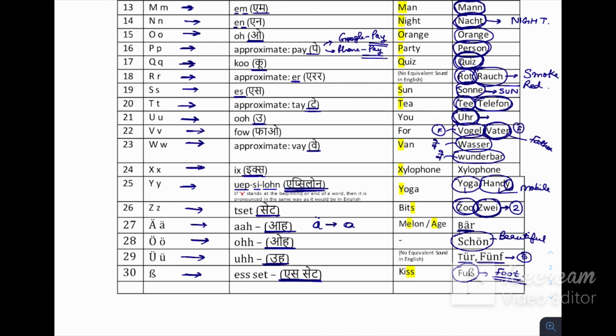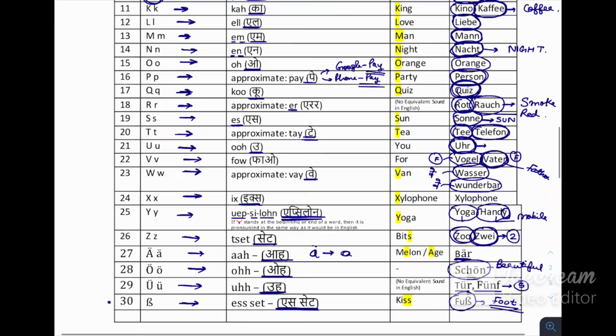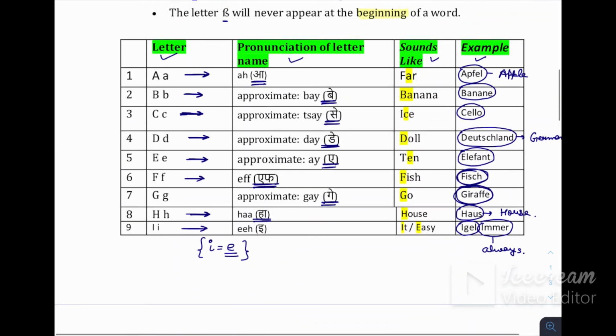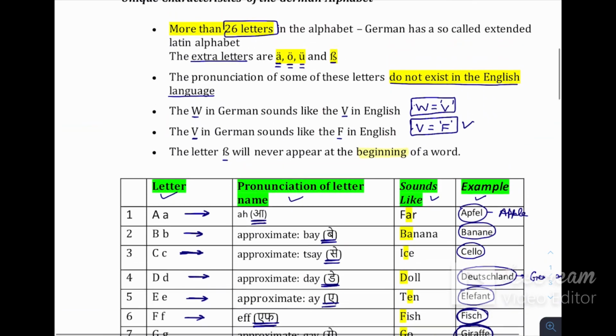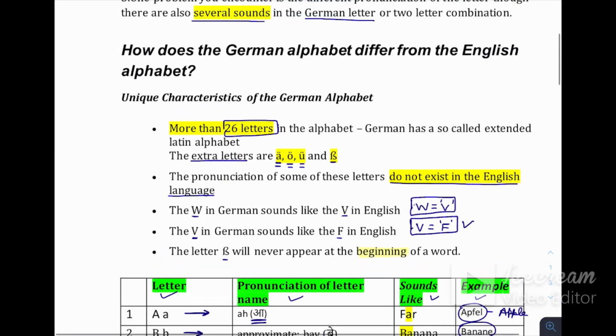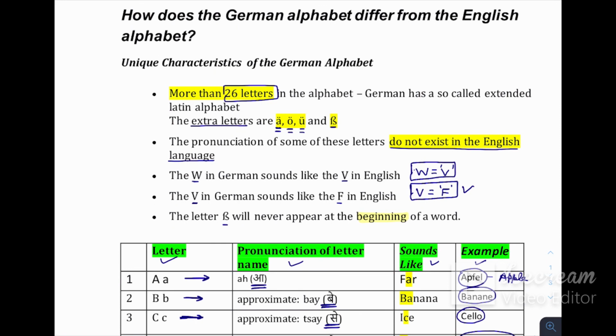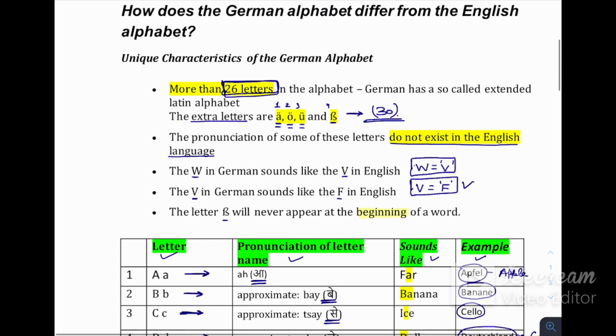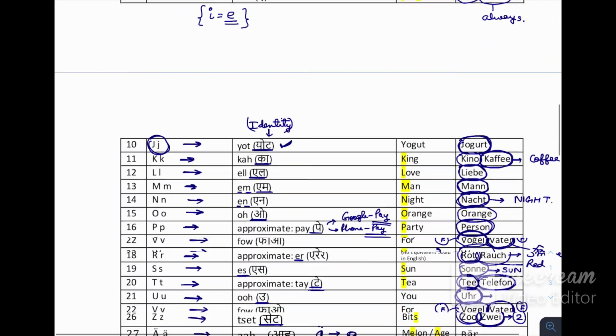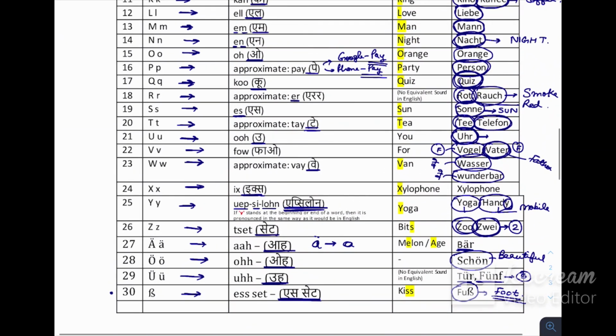Eszett means foot sound. These all are the 30 alphabets which we have done: 26 alphabets plus 4 more. 1, 2, 3, 4. Total 30 alphabets. I hope you understand this video. Klar? Dankeschön. Auf Wiedersehen.